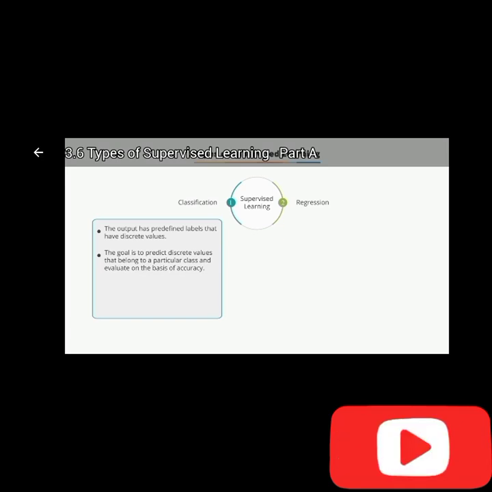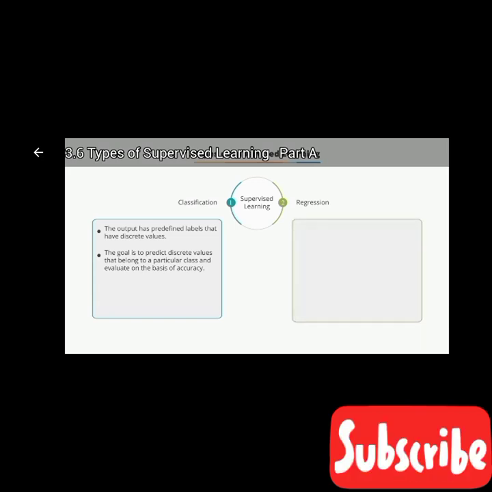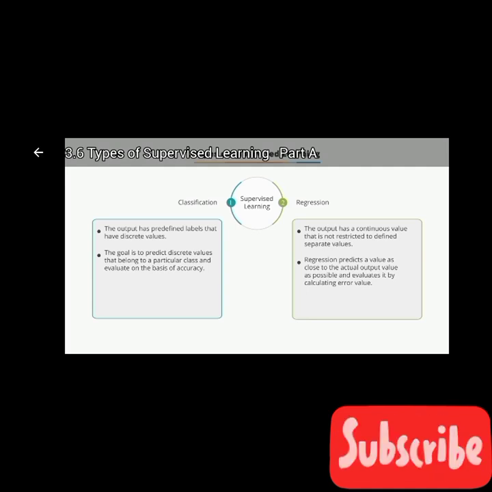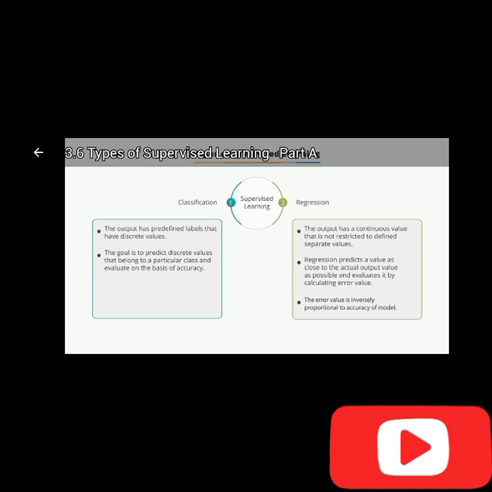of accuracy. Regression is a supervised learning type where output is a continuous value. A continuous value is a value not restricted to defined separate values, but can occupy any value over a continuous range. The use of regression is to predict a value as close to the actual output value as our model can, and then evaluating it by calculating error value. The error value is inversely proportional to the accuracy of our regression model. The smaller the error value, the greater the accuracy of the regression model.